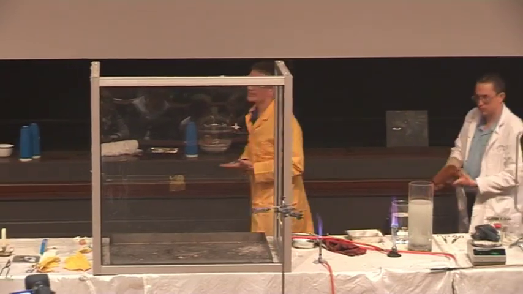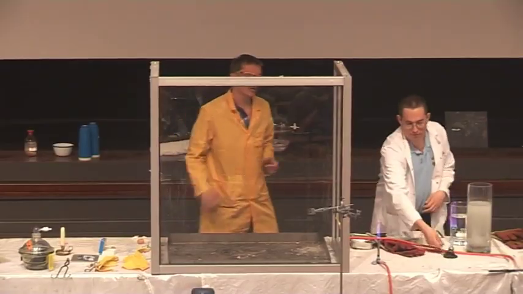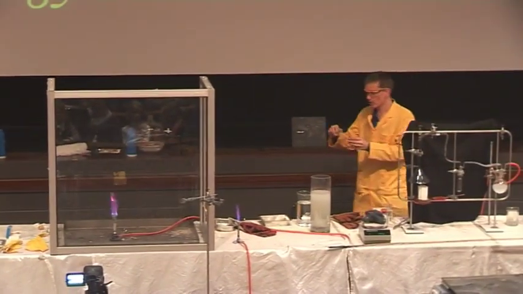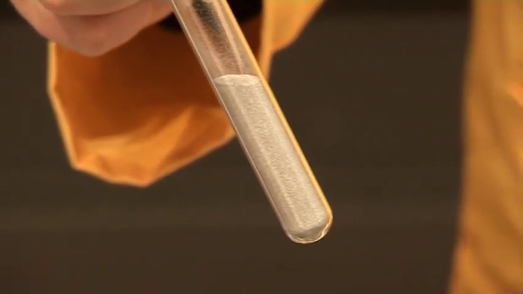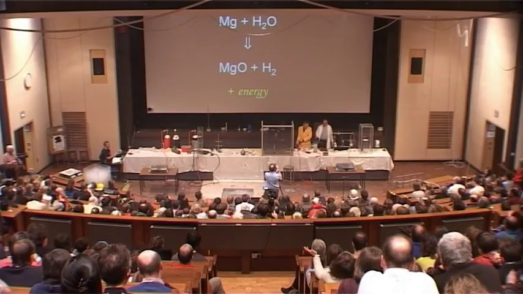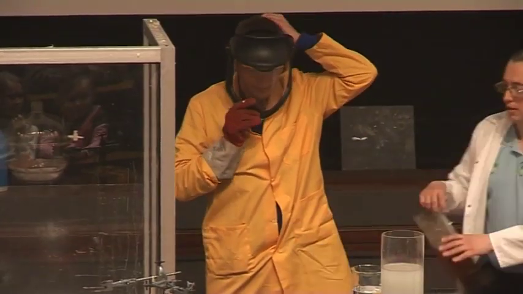Well, we could try sand. So we're going to see now if burning magnesium reacts with sand. Sand is silicon dioxide, and in this tube here, I have magnesium powder and silicon dioxide. I have normal sand. And see if this can put it out. What do you expect?